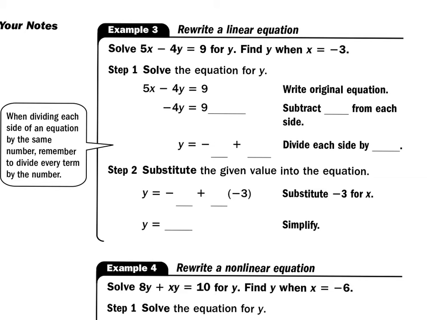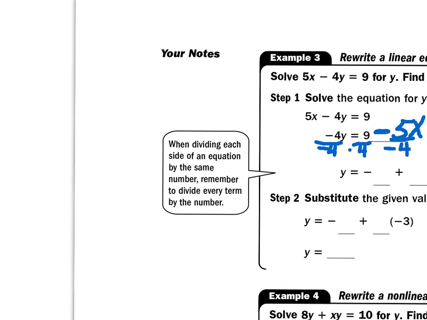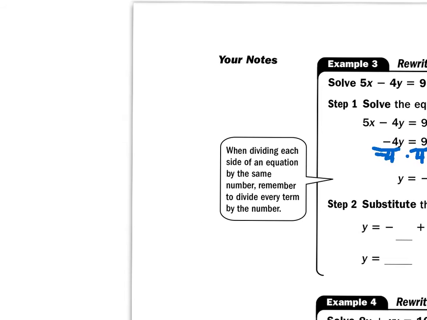the 5x, so minus 5x here, and then I need to divide everything by -4. Okay, and this is very messy. So let me go ahead and get a blank slide and write this out better.